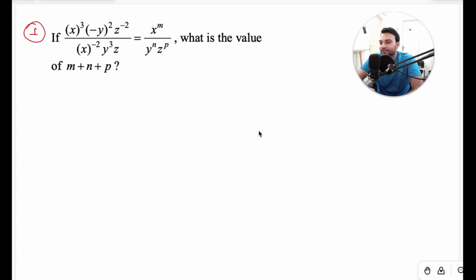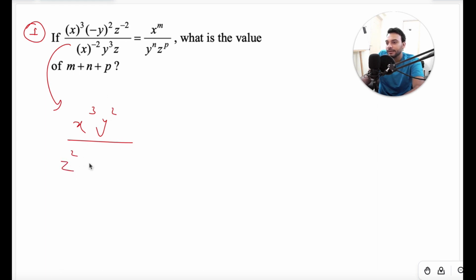So the expression on the left hand side needs to be simplified completely, and we should be left with the x term, basically x raised to the power something in the numerator and the y and z powers in the denominator. So let's start by simplifying the left hand side. X cubed, negative y squared is y squared simply. Z raised to negative 2 goes down, z raised to 2. X raised to negative 2 goes up, x raised to 2. Y cubed z.